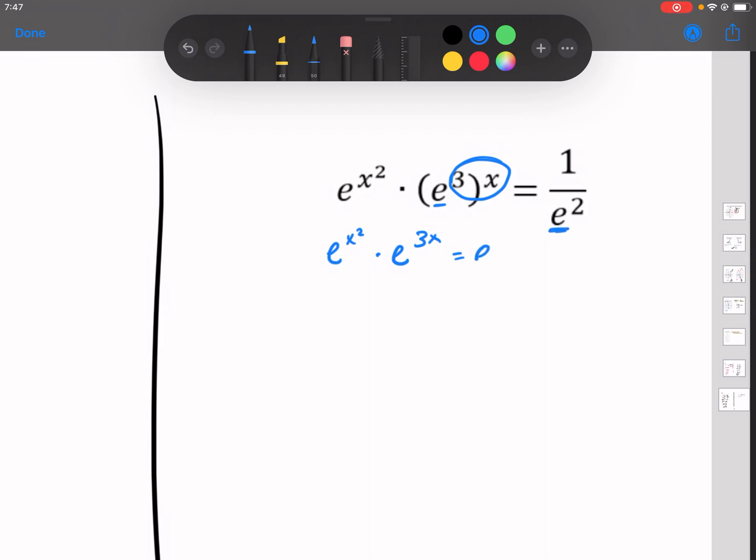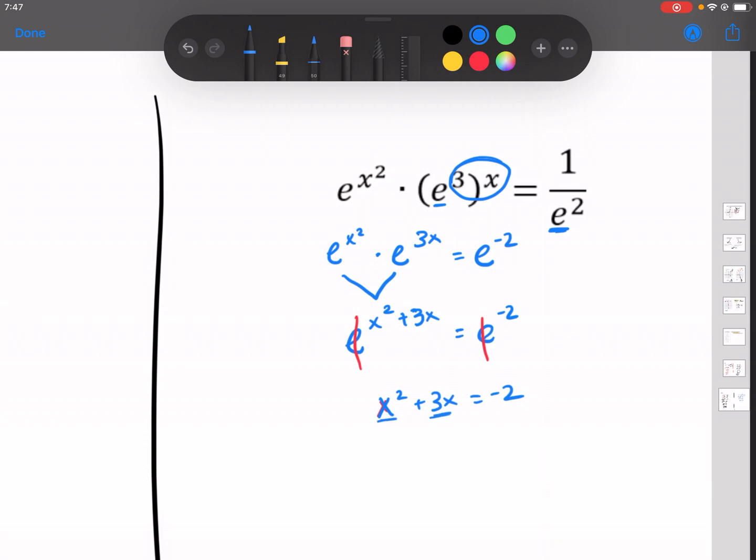This is on the denominator, so you can rewrite it so it's a negative 2. I need to get these to be the same base, so just one base. So I'm going to do e to the x squared plus 3x equals e to the negative 2. And now that I have one base per side, I drop those bases, and I have x squared plus 3x equals negative 2.